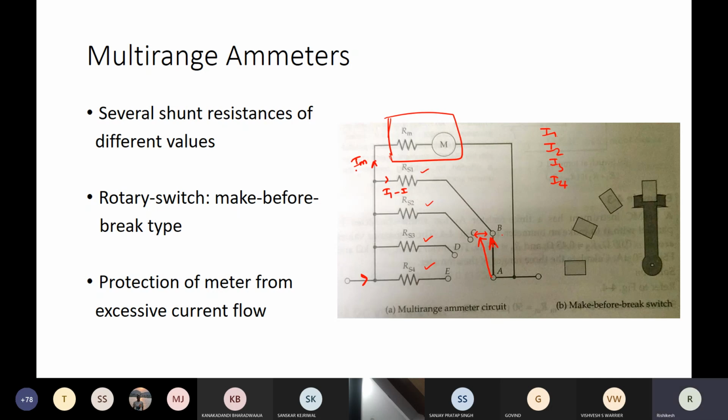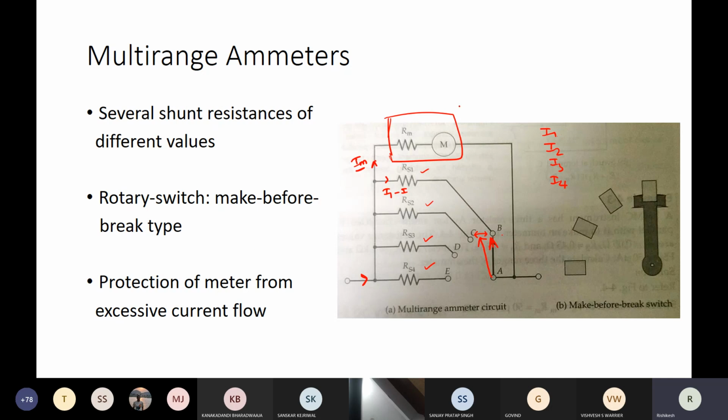I wanted the maximum current that needs to flow through the meter to be Im, right? But while changing the switch positions, at a few instants of time it will happen that all the current will flow through the meter, because there is no bypass path available through the shunt resistance to take the extra current. So all will flow through the meter and the meter will get damaged.